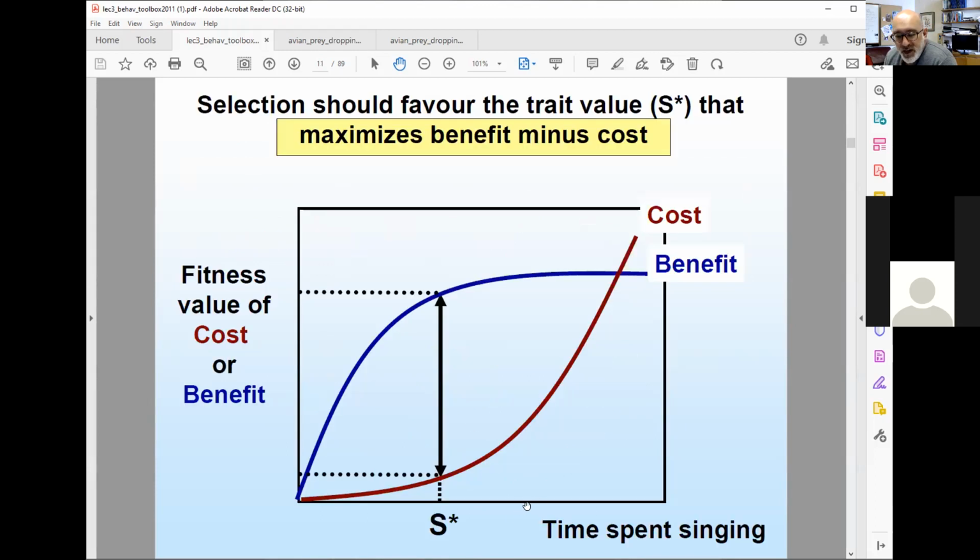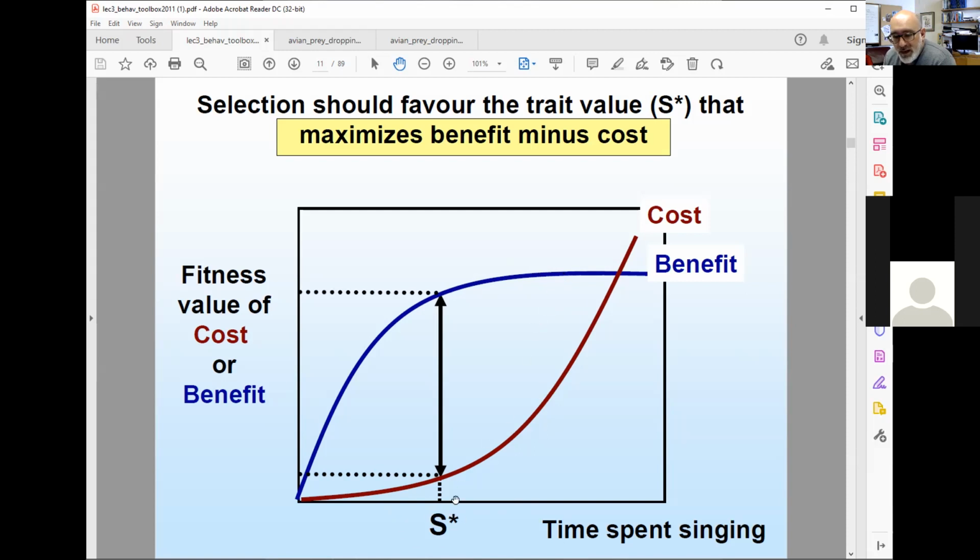So if you were to look at, let's say, a time spent singing that's longer than this optimal period, a cricket could certainly spend its time singing longer than what is predicted to be optimal, but it would not accrue the same net benefit as if it were to call for a shorter period of time, because the costs are increasing and the benefit does not increase at the same rate. In fact, you have those diminishing returns.